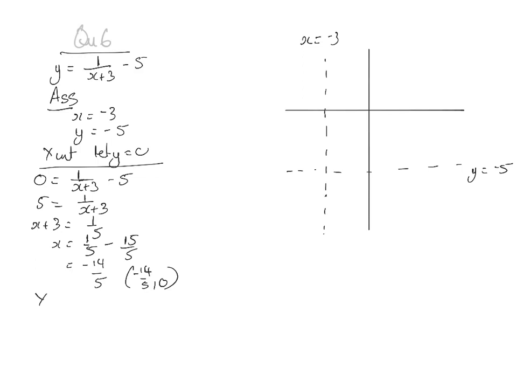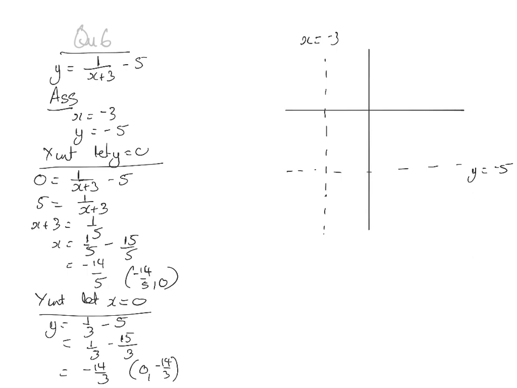The y-intercept, we're going to let x equal to 0. And what do you get? You get y is equal to 1/3, take away 5. Again, 5 is 15 on 3. So we get minus 14 on 3. Coordinate there is 0, minus 14 on 3.